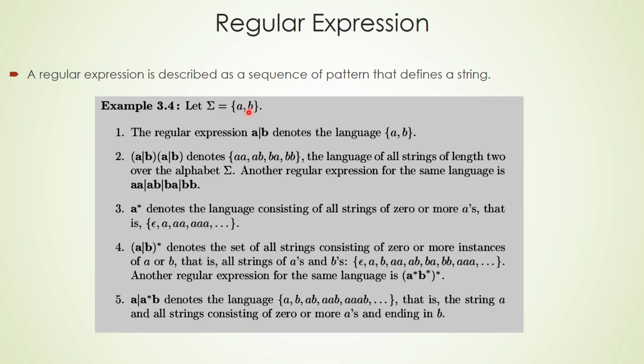Here one thing you have to notice is that A and B are considered as symbols. In the earlier example, A to Z in both small and capital letters were considered as strings. Next one, A or A star B, denotes the language A, B, AB, AAB, and so on. That is the string A and all strings consisting of zero or more A's and ending in B. So this language contains a set of strings which is either a single A or zero or more A's ending in B. So regular expression is another way of representing a language.